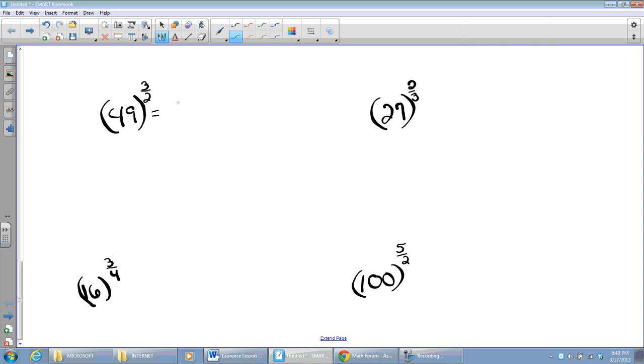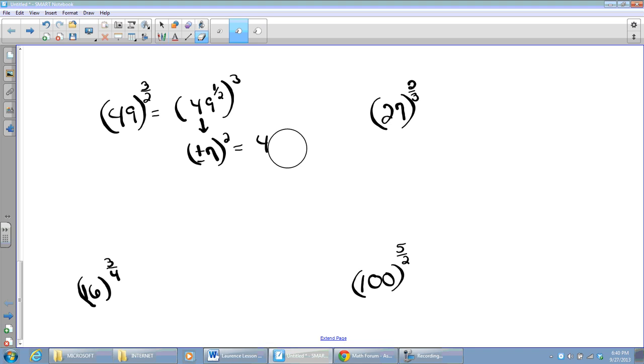So I can think of 49 to the 3/2 power as 49 to the 1/2 power, and then raise that to the 3rd power. Well, this means to take the square root of 49, so now I have plus or minus 7, and then I'm going to square it... Oh, excuse me, silly Mr. Lawrence. Sorry, I don't want to square it. Squaring it would just undo what I did. I want to cube it. Well, I'm going to get 7 times 7 times 7 is 343, and negative 7 times negative 7 times negative 7 is negative 343. So there's going to be 2 answers.